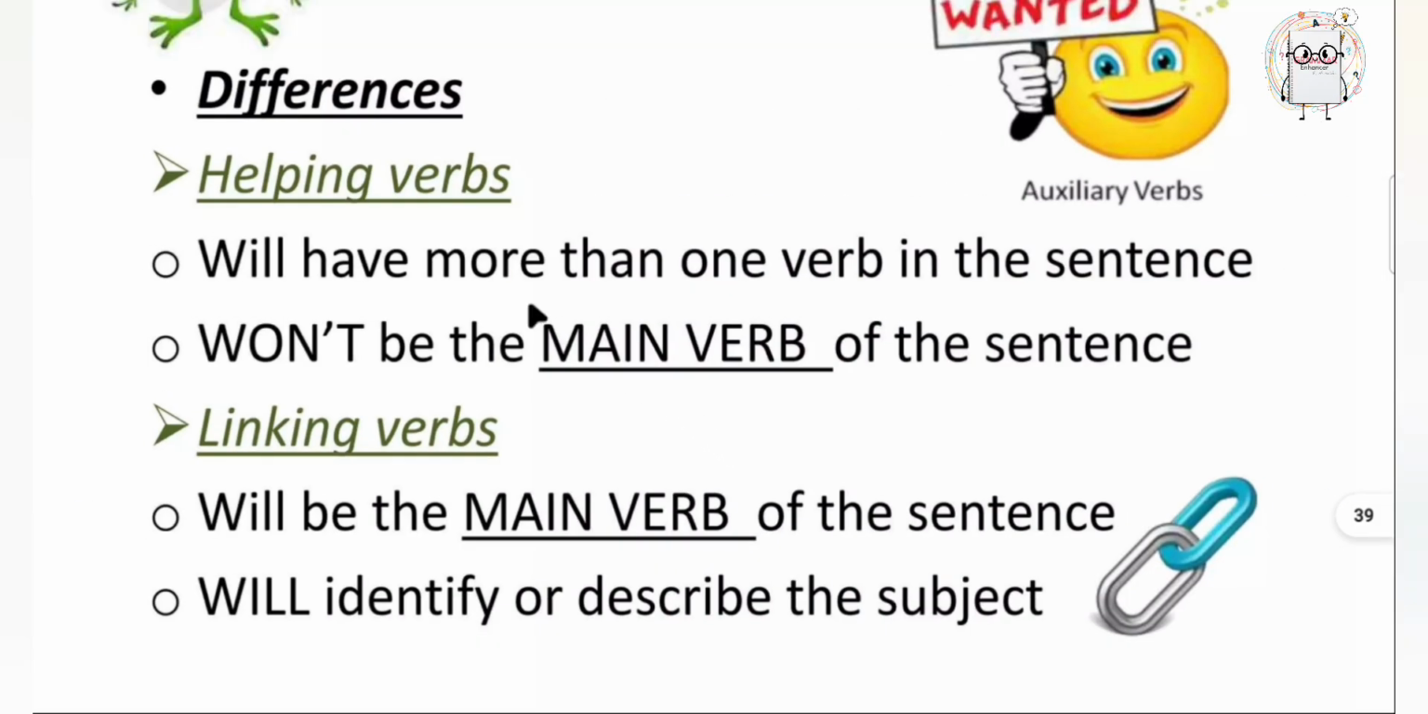Now let's talk about the difference between helping verbs and linking verbs. Helping verbs will have more than one verb in a sentence and wouldn't be the main verb of the sentence. Okay, next one: a linking verb will be the main verb of the sentence and will identify or describe the subject.